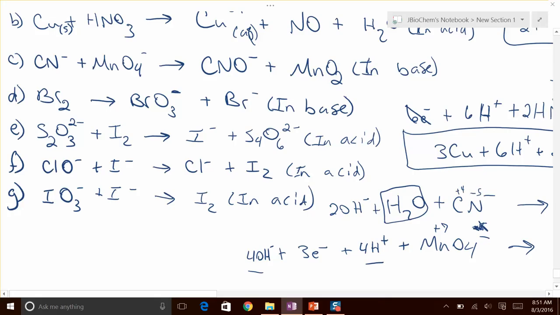We got it. Okay. So let's do this next one. I want you guys to try this one. Br2 to BrO3 minus plus Br minus. You don't need to use a half reaction. Just balance it as it is. So to balance those oxygens, you're going to have to add waters. Just balance it as kind of one whole thing.